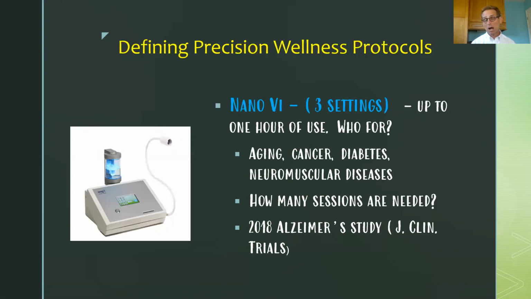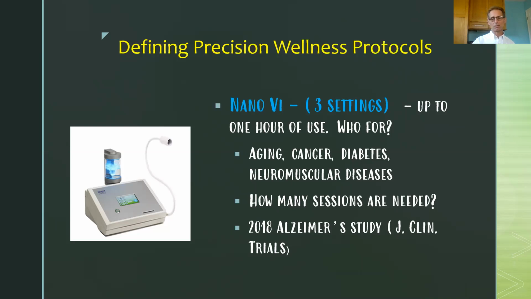So NanoV, how you use it? Well, it usually has about 3 settings, up to an hour, and can be used for aging, cancer, diabetes, and neuromuscular diseases. And most people, in talking about precision wellness, don't really understand how many sessions you should actually have. Well, a 2018 study in the Journal of Clinical Trials looked at 3 months of NanoV in Alzheimer's disease. At that time, they had people who were diagnosed, and after 36 sessions, they essentially ameliorated the Alzheimer's disease in this small group study. And to me, this is one of those programs that screams for a larger sample size.